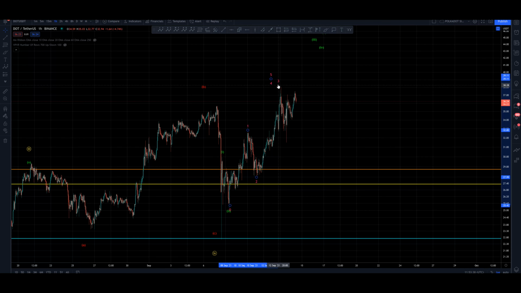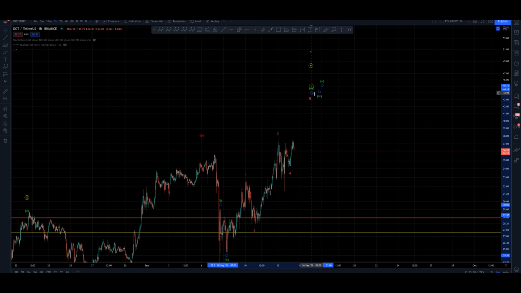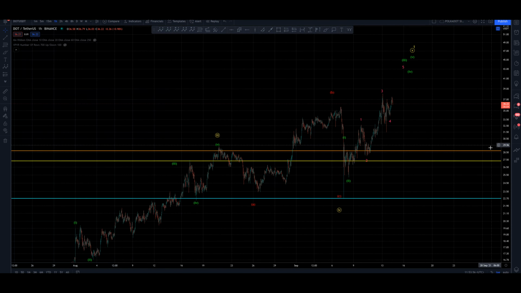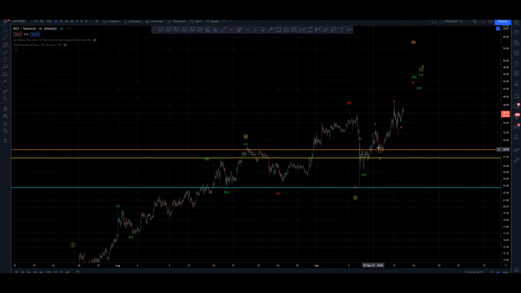So that could be 3, A, B, C into a running flat, 4, no overlap with the 1, then a 1, 2, looking for the 5 of the 3, and then the 4, and the 5, and the 5, and the 1. Alright, that'll do for the moment. That looks like the best I can manage at the moment.